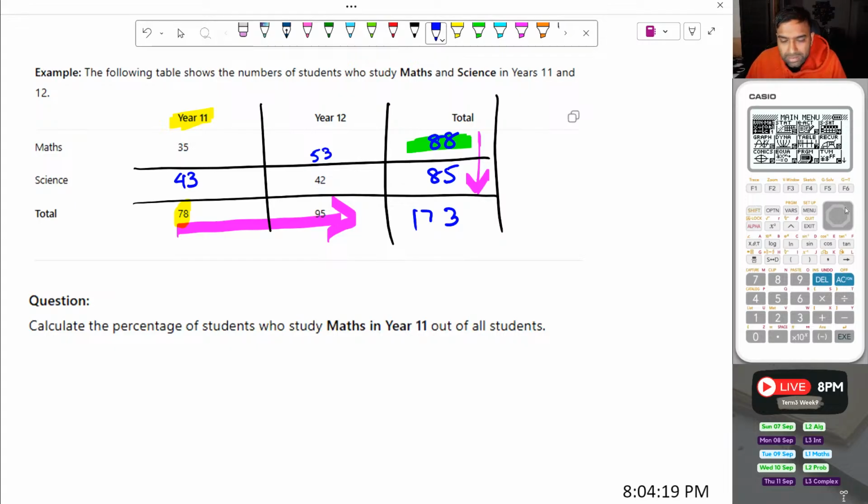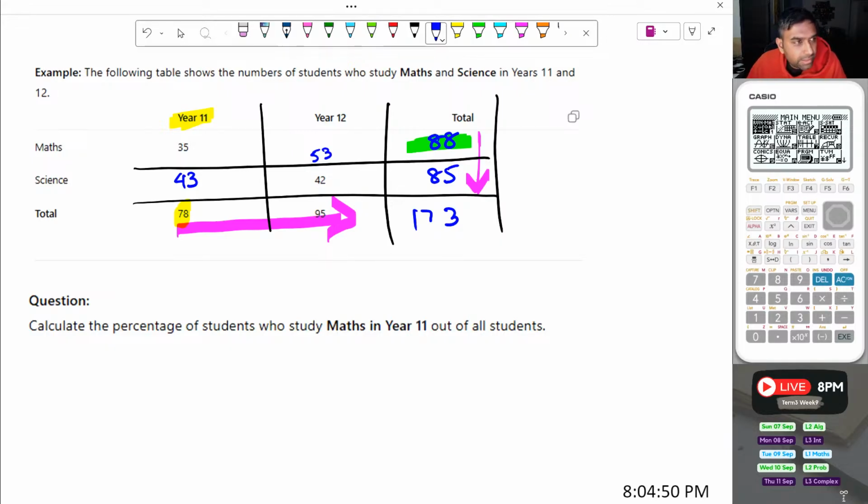And then now we need to try and work out the percentage of students who study maths in year 11 out of all students. So that part, what I would say is not required. Sorry, I see what happened again. Now I changed a couple of settings, and it kind of messed up. So sorry, TikTok. I can now see your comments.